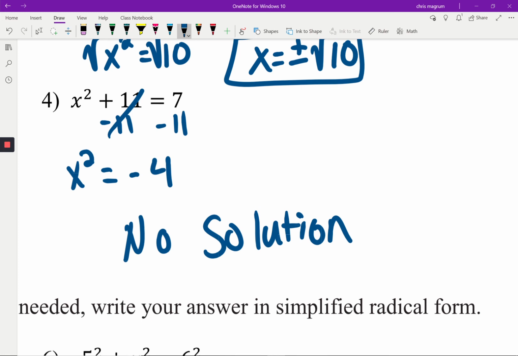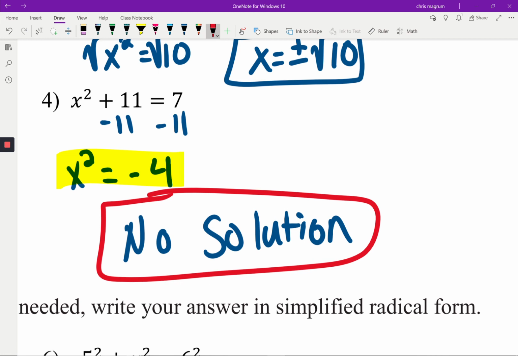And then another reason to check your work, if you were to plug that back into that original equation up here, we'd have 2 squared, 4, plus 11, 15. That doesn't equal 7, so we know we have a mistake there. So again, because we ended up with this x squared equals a negative, and that cannot be, that is where we get our no solution. So it's a little bit different than some other problems.